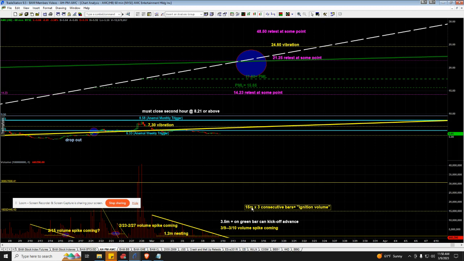So, baby steps. First things first, which is that we have to turn up, move above this 3.5 million on a green bar to snap the spine of this decline. If we happen to post 3.5 million or greater and it's a red bar, we're not looking too good tomorrow. We're moving into early next week.